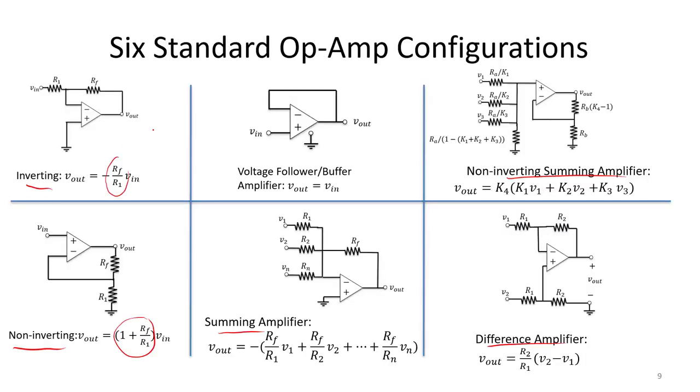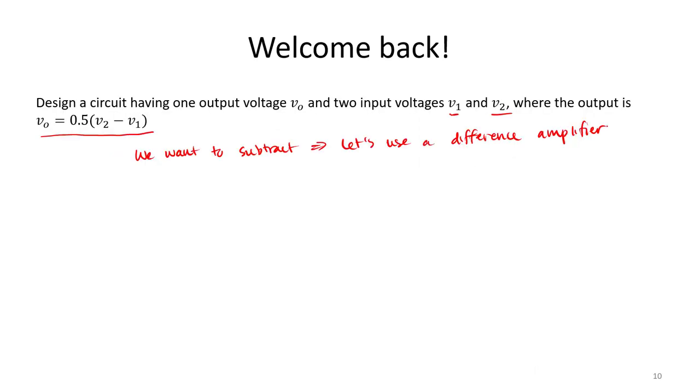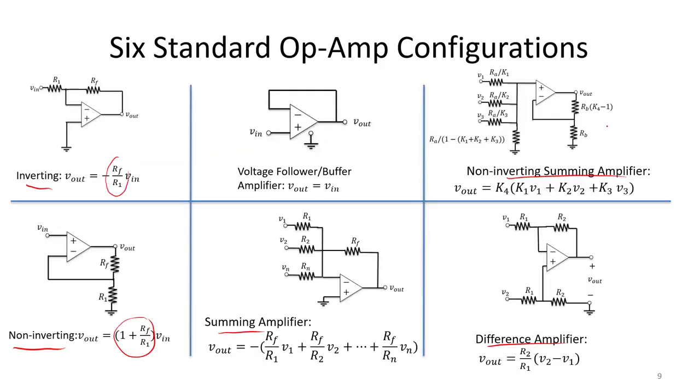Let's take another look at our list. In the case of our example question, we want to perform subtraction. Therefore, we would want to choose the difference amplifier for this particular case. And notice from our equations that we have earlier, based on our difference amplifier, our output voltage Vout is given by the ratio of R2 over R1 times my voltage difference.